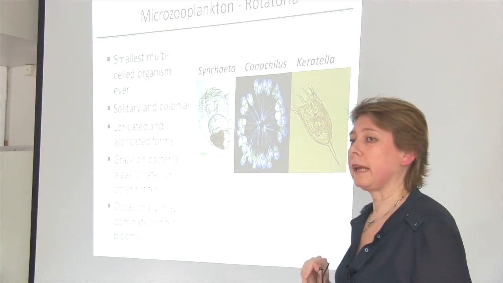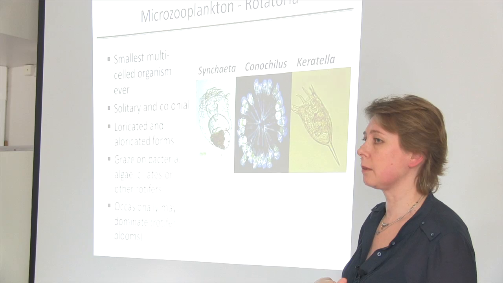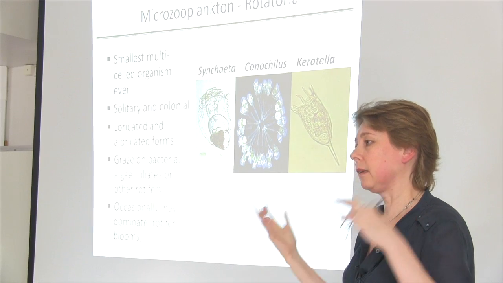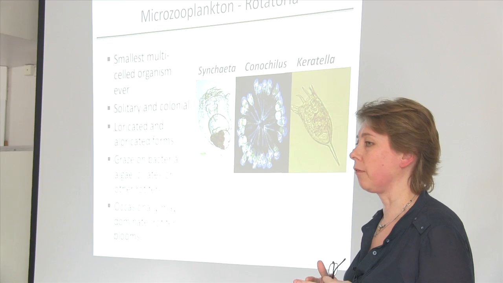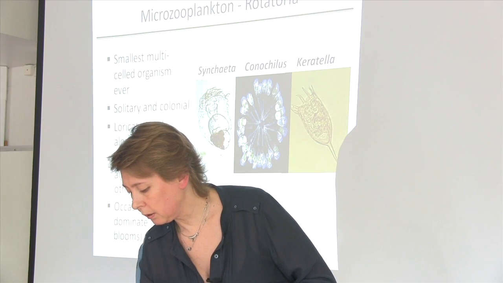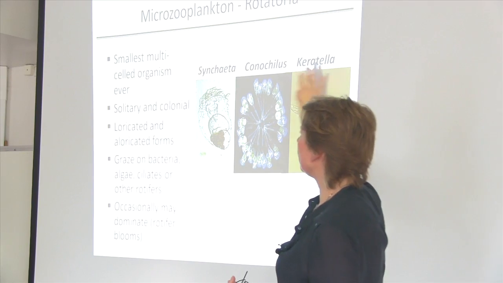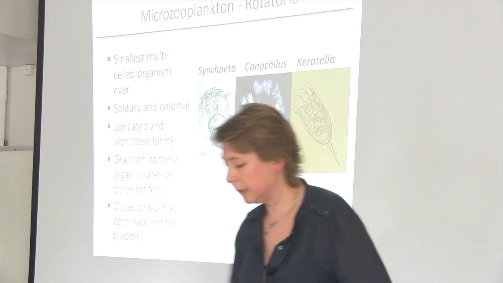Occasionally they may dominate. We have two rotifer blooms in the Baltic, one at the end of spring, beginning of summer, and another in the beginning of fall. Both blooms are dominated by different species. This is a spring bloom and this is an autumn bloom.